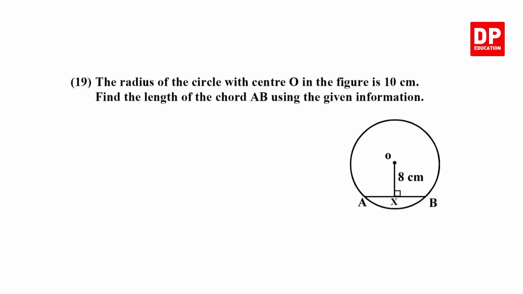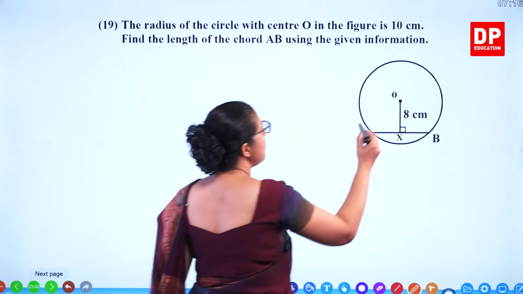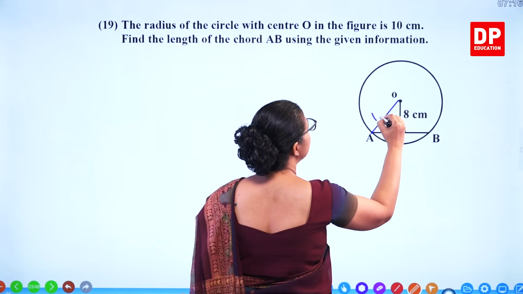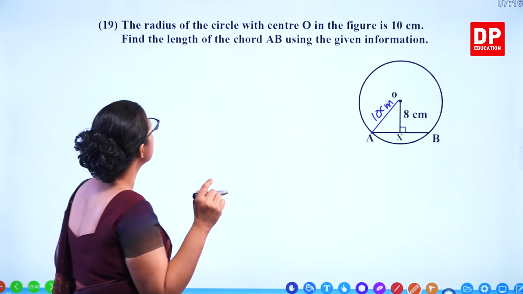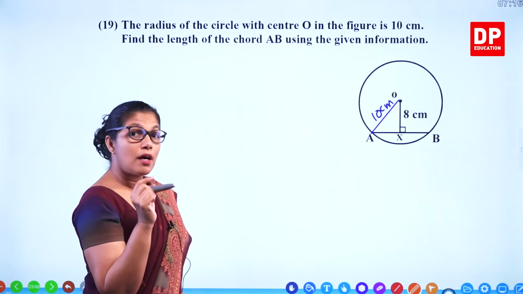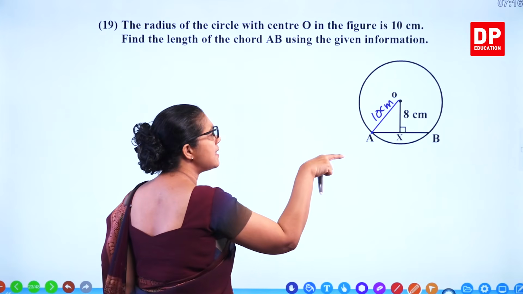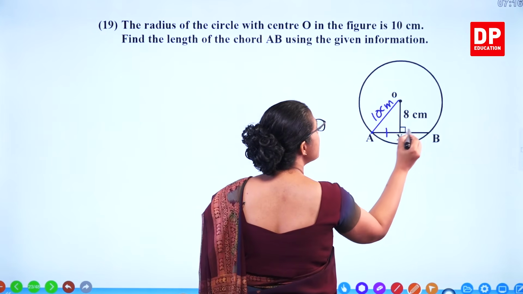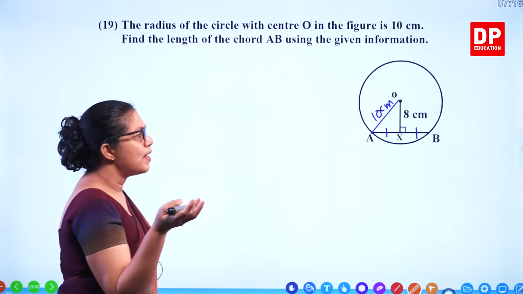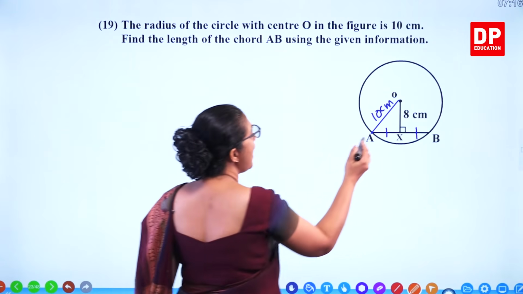The radius of the circle with center O in the figure is 10 centimeters. So that means if you draw the line from here to here, this is 10. That's the radius. Find the length of the chord AB using given information. According to the theorem, when you draw a perpendicular from the center, the chord divides equally. So what we can do, we can find out AX and then multiply by 2 to get the length of AB.